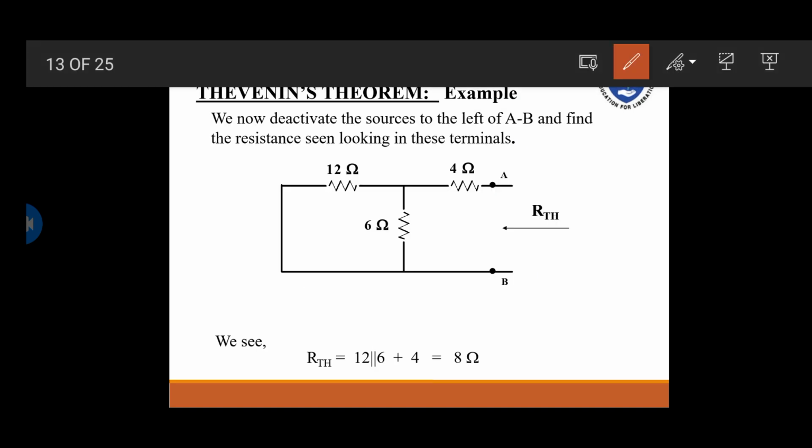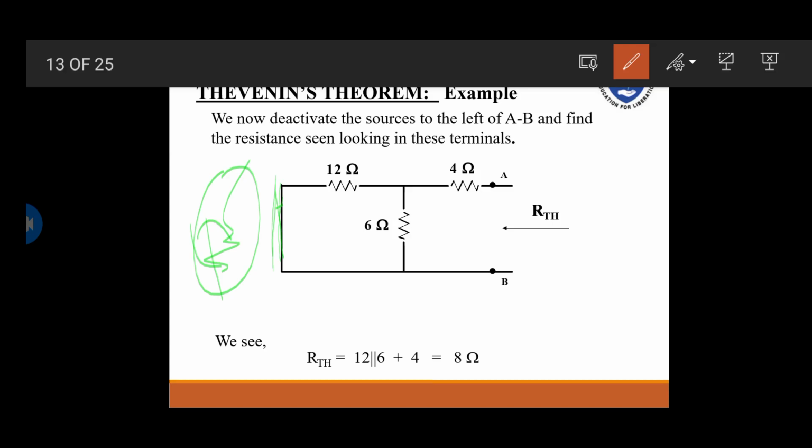So we got VTH, right? Now deactivate all the sources, as I discussed before. Deactivate the voltage source with a short circuit, and the current source with an open circuit. As there are no current sources in the circuit, just replace the voltage source with a short circuit. When we arrive at the figure, we have the 12 ohm resistance and the 4 ohm here.